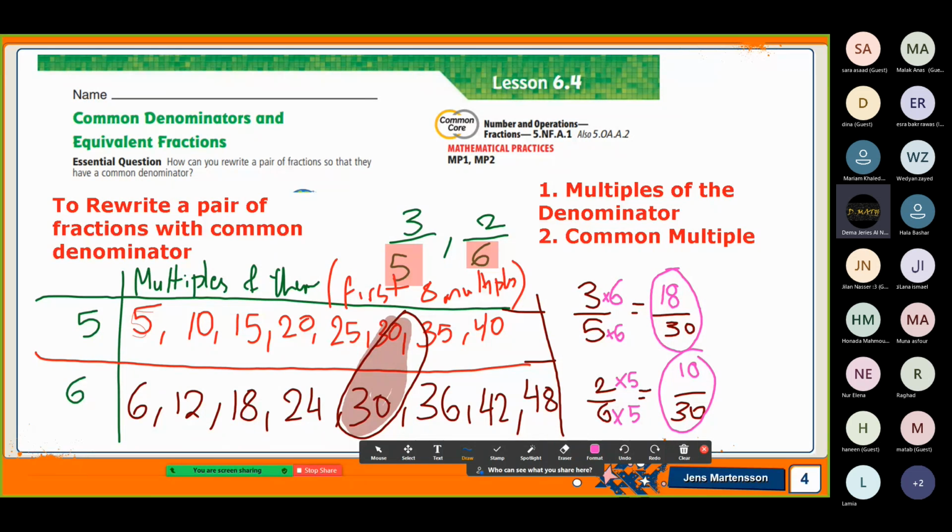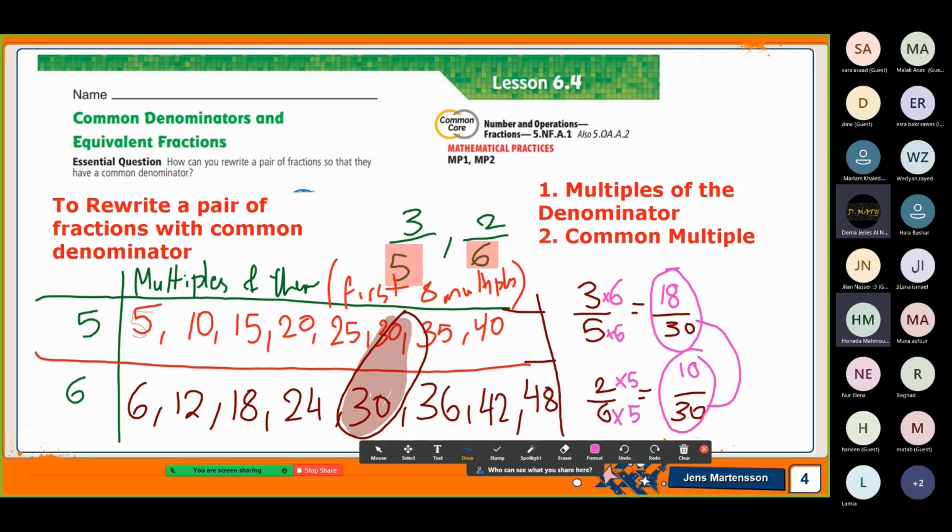Both of them have a common denominator, which is 30. So 3 over 5 and 2 over 6, they have a common denominator, which is 30. So the equivalent fraction to 3 over 5 is 18 over 30, and to 2 over 6 is 10 over 30, which have the same denominator. Got it now?